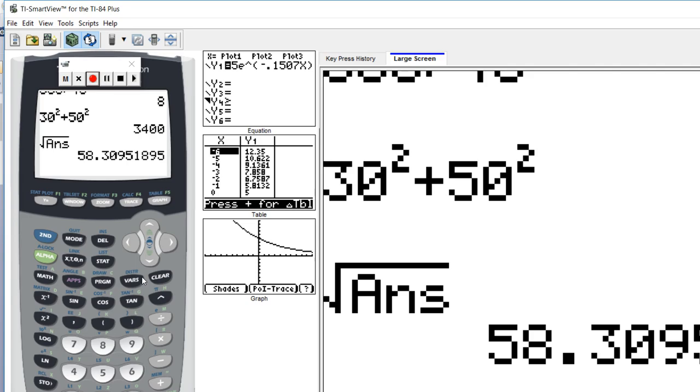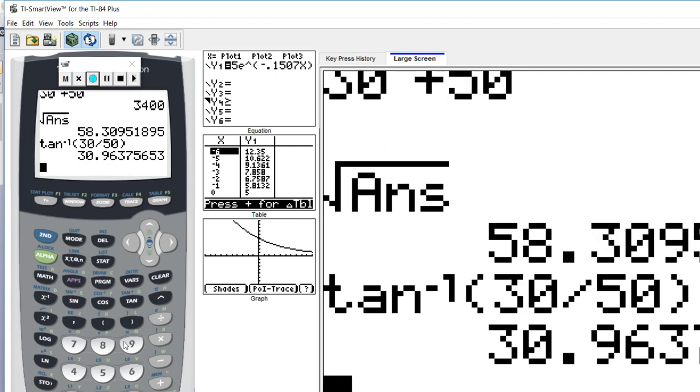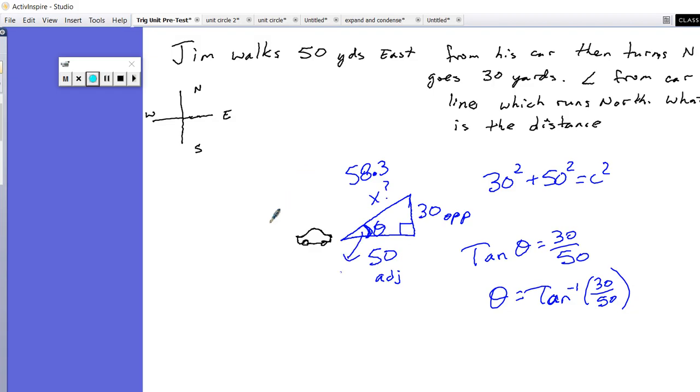So I go to my calculator, second tangent, 30 divided by 50, and hit enter. So that is 30.96, which is practically 31 degrees. So this angle is 31 degrees. If we wanted to know the other one, we could go 90 minus 31, and that is 59 degrees. So that's all you need to know for that triangle, and that is the end of the pretest.